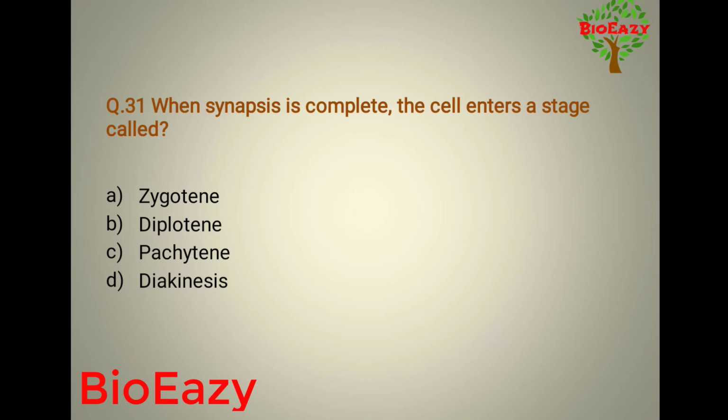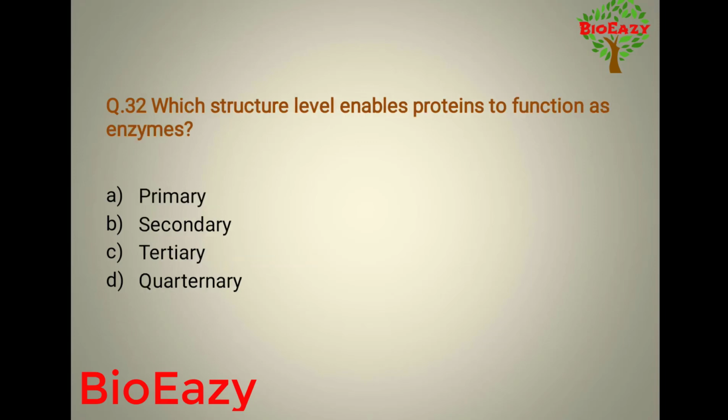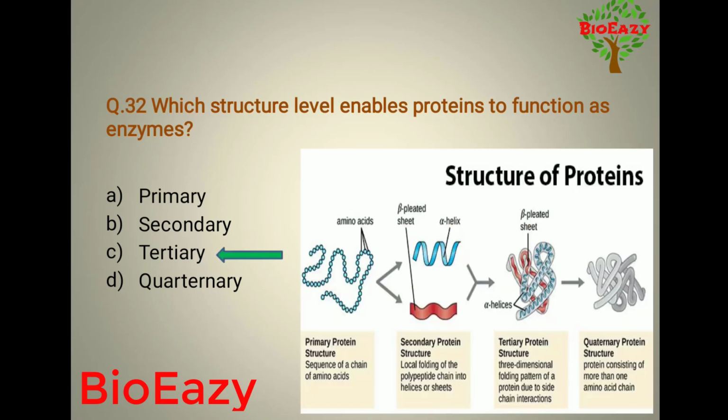When synapsis is complete, the cell enters a stage called pachytene. Which structure level enables protein to function as enzymes? So that is the tertiary structure, students. Now you can see the solution also, that it is the primary structure, secondary, next tertiary and quaternary. So tertiary structure is useful for enzyme functions.